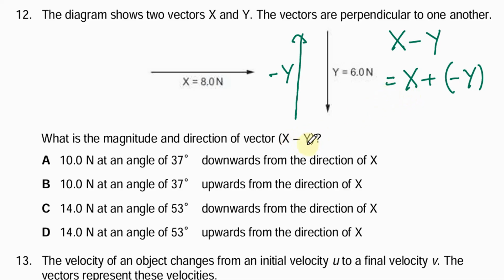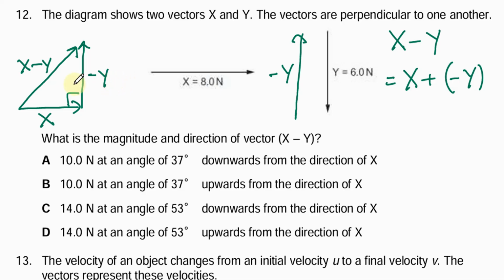And to find x minus y, we need to draw x and negative y head to tail. So we can start with x, then negative y. This is 90 degrees. And of course, this will be the vector from the tail of the first one to the head of the second one. This vector will be the resultant. So this will be the vector x minus y.